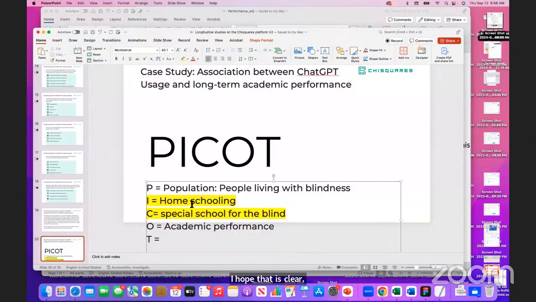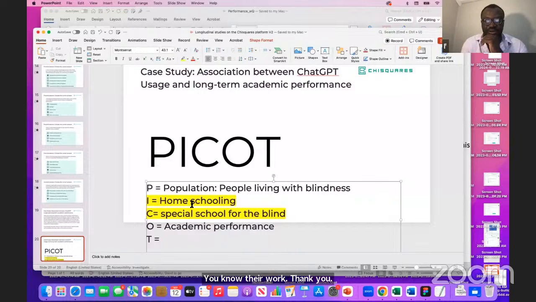Thank you. Ayo? Okay, good day, sir. My question is, are there published studies that use the Chisquares platform for survey and analysis? And following from that, if the answer is yes, can we have their DOI links to see how those studies conducted their work? Thank you.